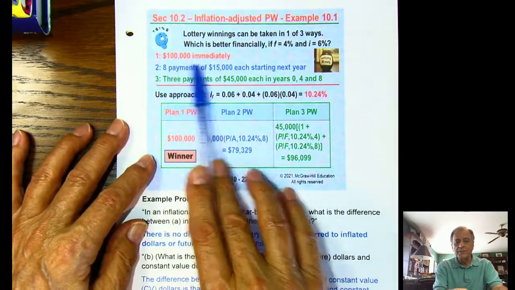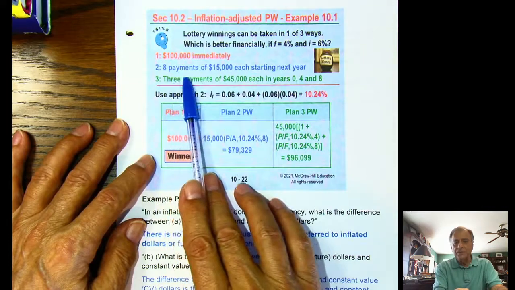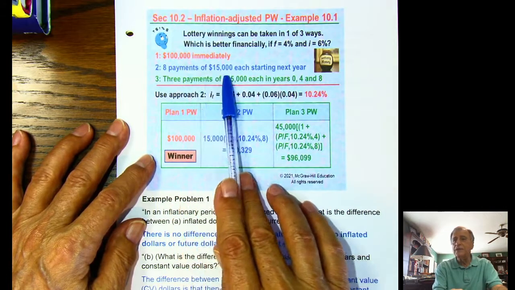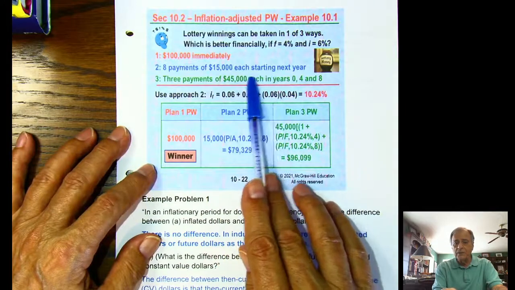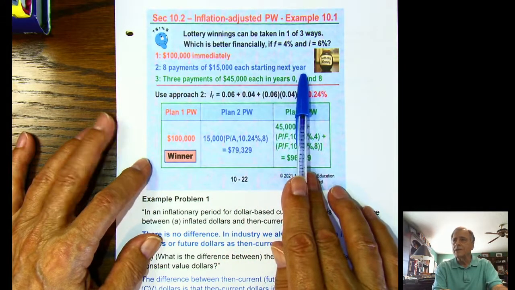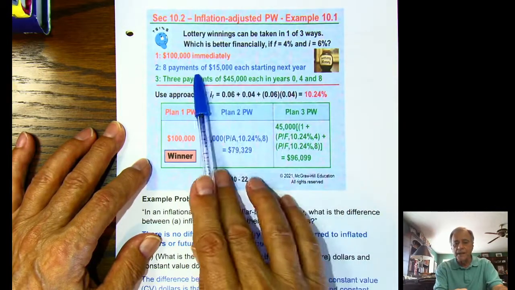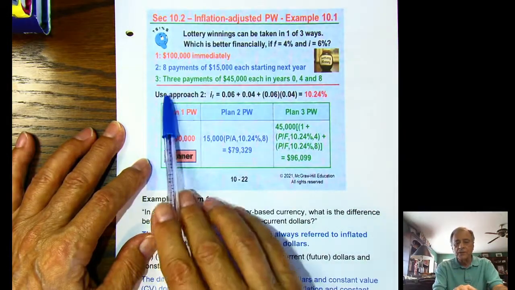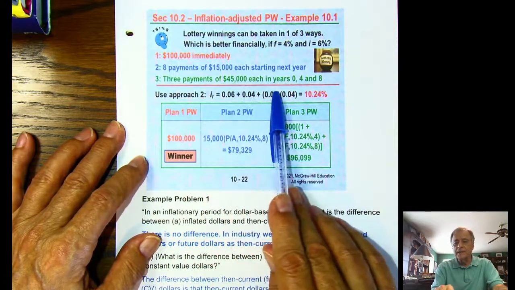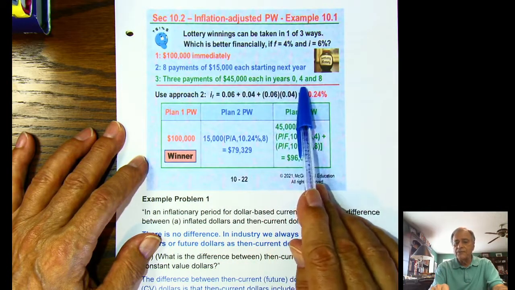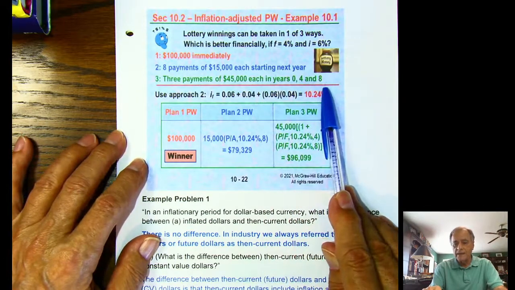So these are your 3 options. The red option is to take 100,000 right now. The blue option, number 2, is to take 8 payments of 15,000, each starting 1 year from now. Well, that's just an A series, right, of $15,000 for 8 years. And then there's a third option, the green option, which is 45,000 now, 45,000 after 4 years, and another 45,000 after 8 years.